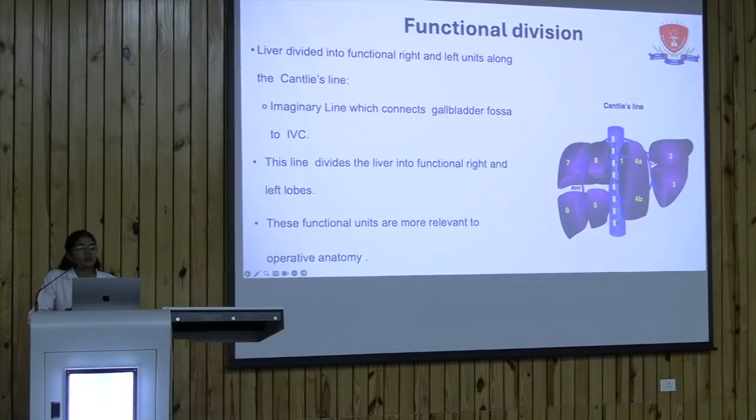The anatomical division of liver has no such relevance clinically and surgically. Hence, the liver is functionally divided into right and left units along the Cantlie's line. Cantlie's line is an imaginary line which connects the gallbladder fossa to inferior vena cava. This line divides the liver into functional right and left lobes, and these units are more relevant to operative anatomy.